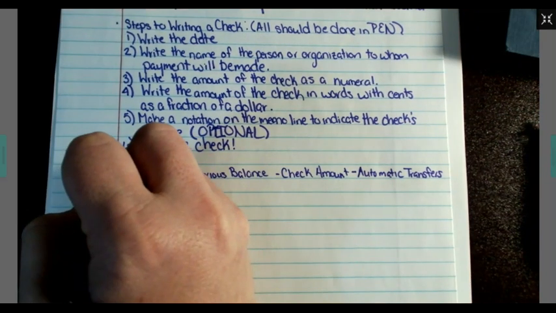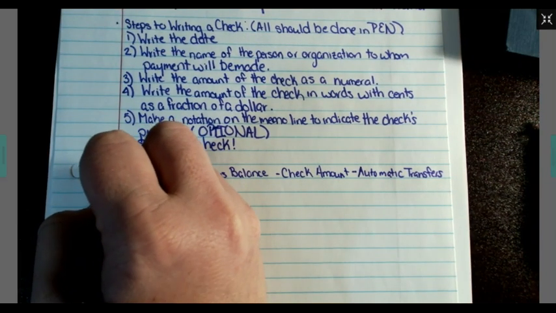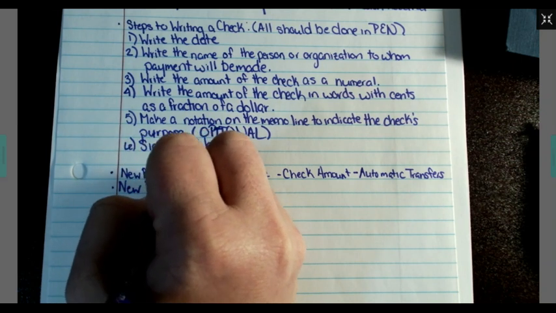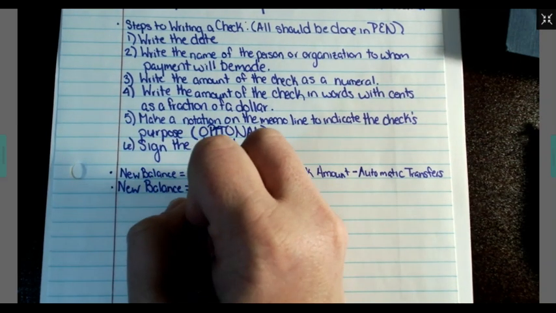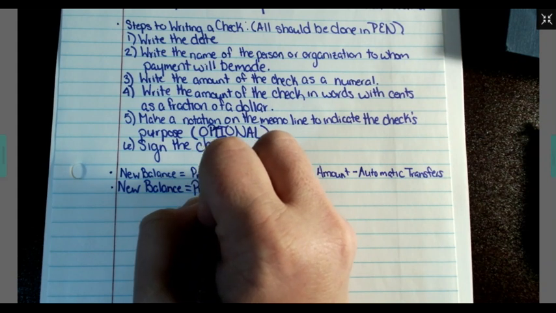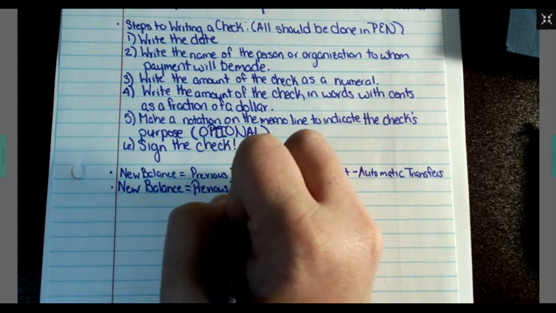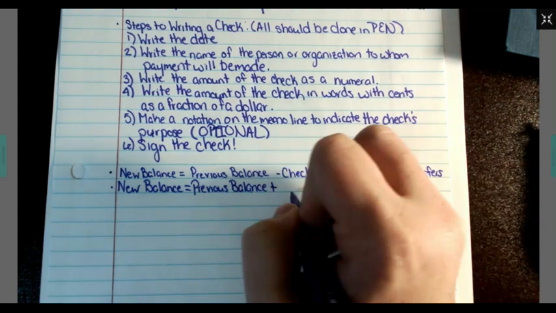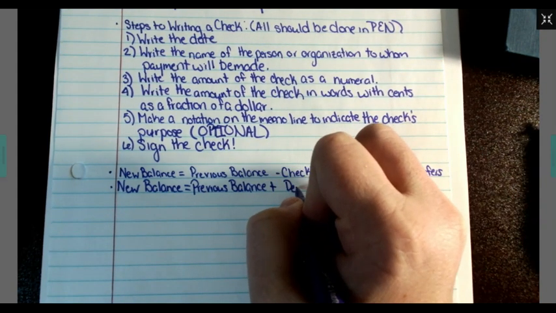The next equation would be new balance equals previous balance plus deposit amount.